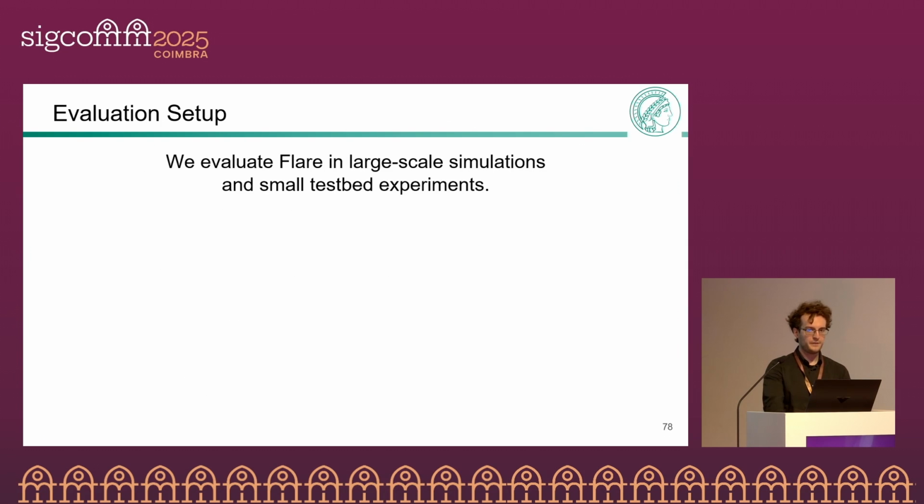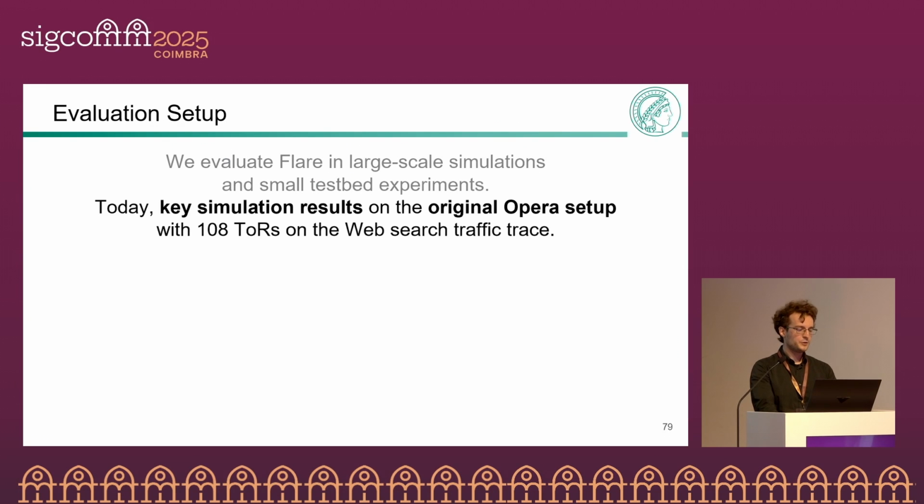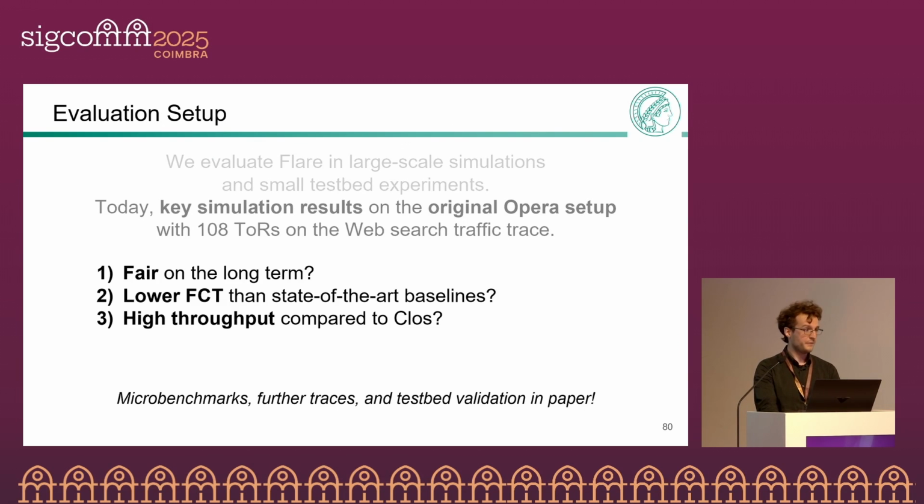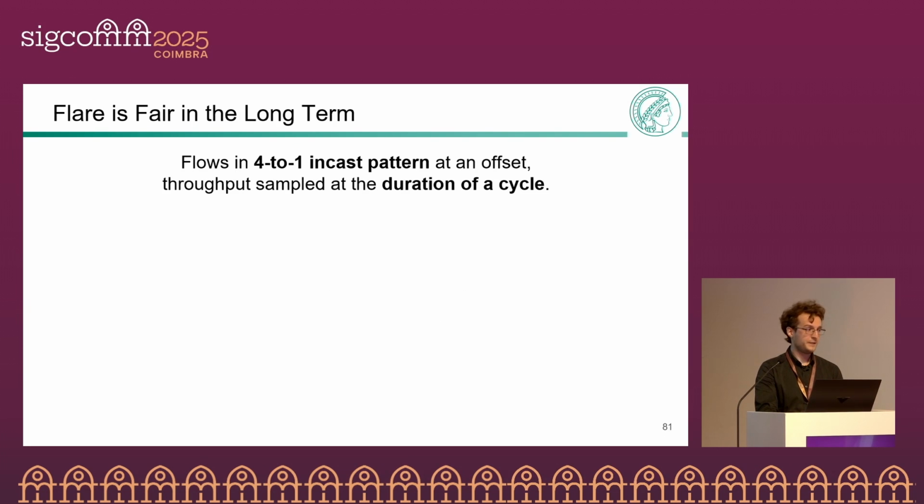So we evaluate Flare in both large-scale simulations and small testbed experiments. For this talk in particular, we'll show some results reproducing the original Opera simulation setup. In particular, we want to see whether Flare is actually fair in the long term, whether it actually achieves lower flow completion time than comparable state-of-the-art baselines, and then finally whether Opera, compared with Flare, can achieve higher throughput than a cost-similar flow network. So to start with, we show that Flare is fair in the long term.